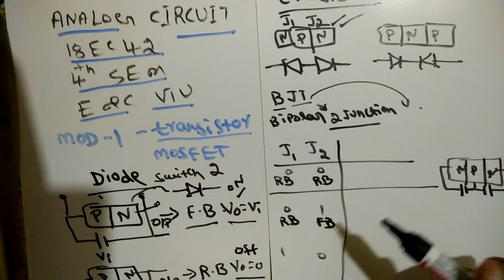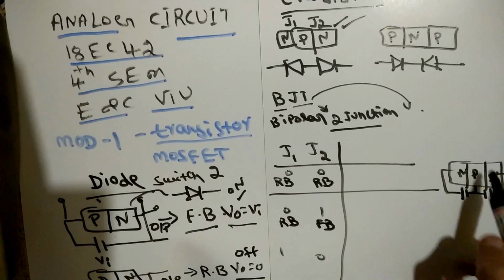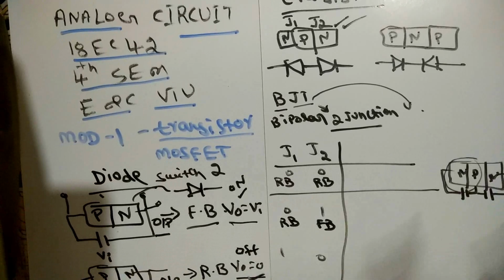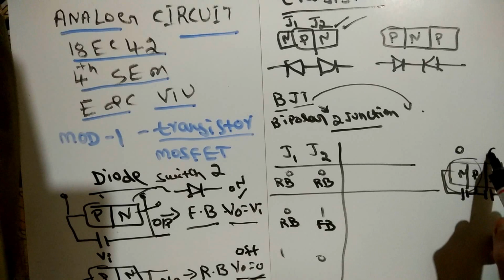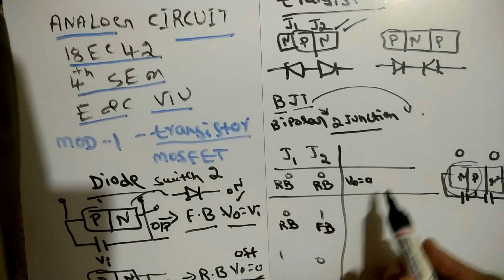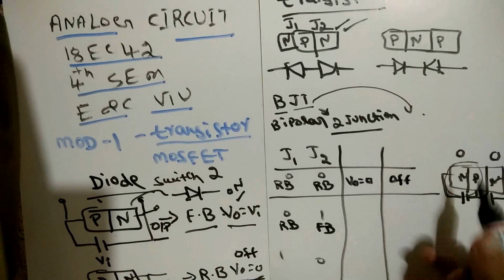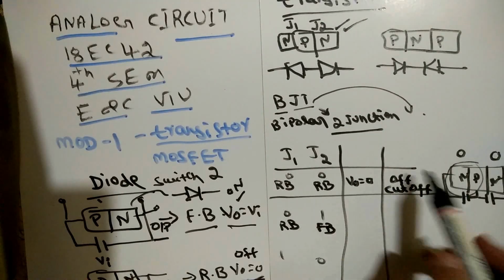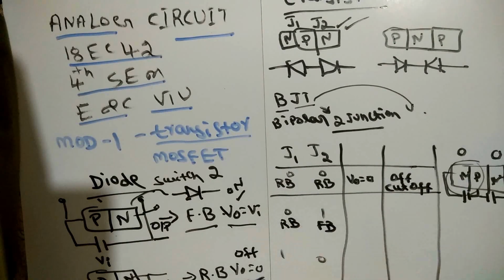Usually what happens if both are reverse biased? We know that this is one diode operating, and we know that in reverse bias the current is 0, so this condition is 0. Again this is also reverse biased, so this condition is also 0, so the output we get is V0 equal to 0. This operation we call the off operation, or in the transistor we call this the cutoff region. Cutoff region means both junctions are reverse biased.